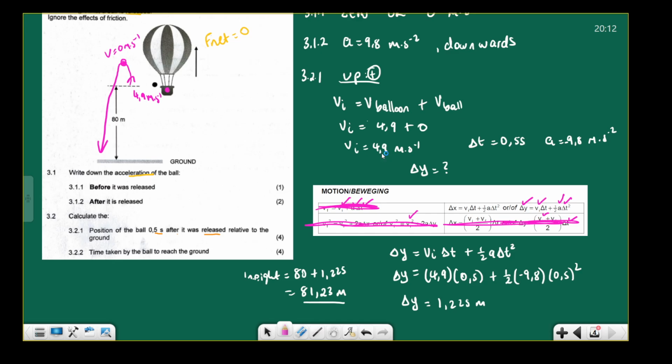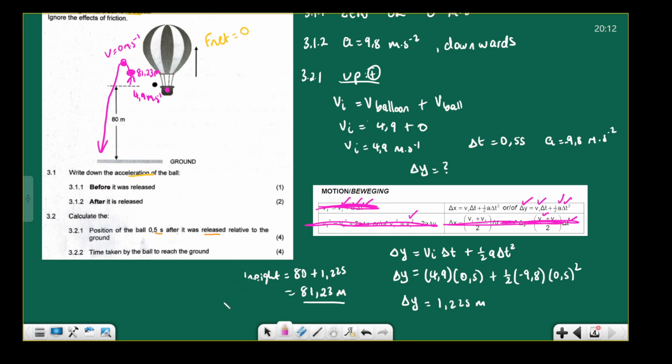4,9 means the object, the ball, was going up. So as it was going up, that means after 0,5 seconds it was somewhere around 81,2523, which means maybe it was somewhere around here, 81,23 meters. Perhaps that's where it was there. Okay, so that is why you get it like that. Okay, so that is its height.